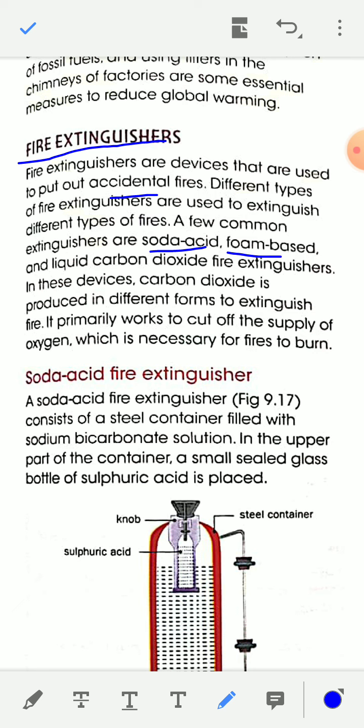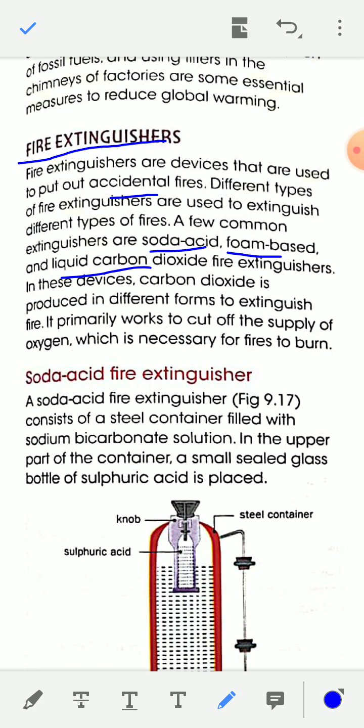foam-based fire extinguisher, liquid carbon dioxide fire extinguisher. These are some types of fire extinguishers: soda acid fire extinguisher, foam-based fire extinguisher, and liquid carbon dioxide fire extinguisher. In these devices, carbon dioxide is produced in different forms to extinguish fire.